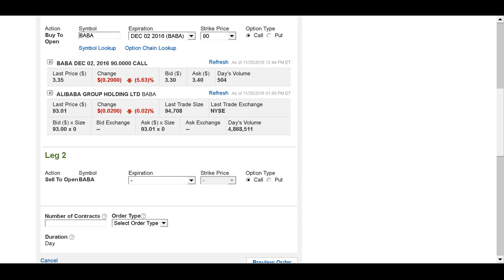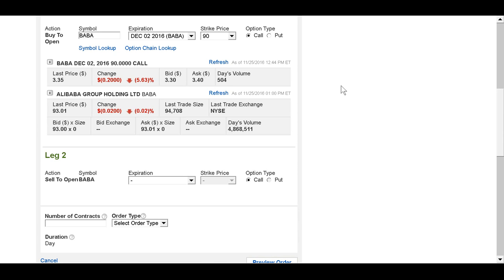So I'm going to use Alibaba call options as an example here to illustrate it. And these are expiring next week, December 2nd, 2016. And we're going to pretend that right now Alibaba is trading at $93 a share. It's actually 93.01, but we're going to pretend this is exactly 93 just for illustrative purposes.